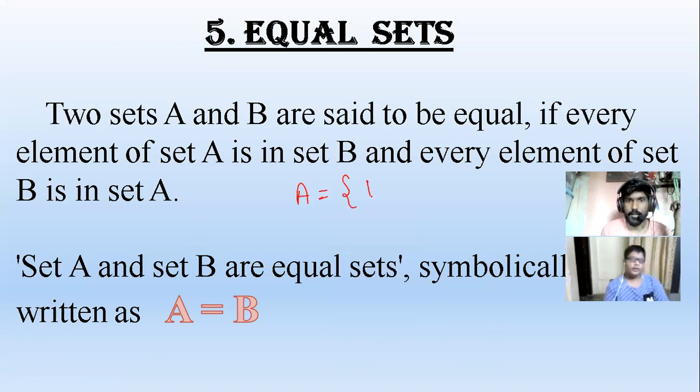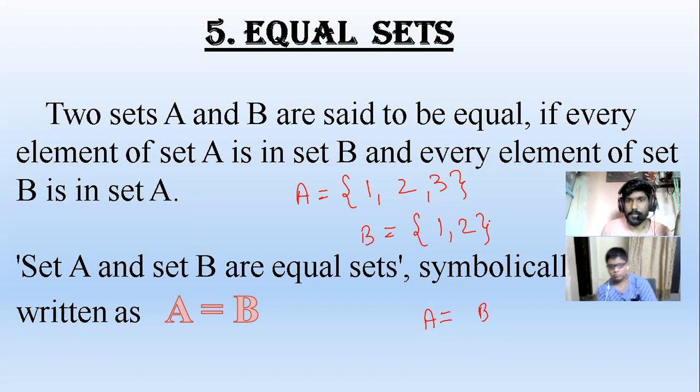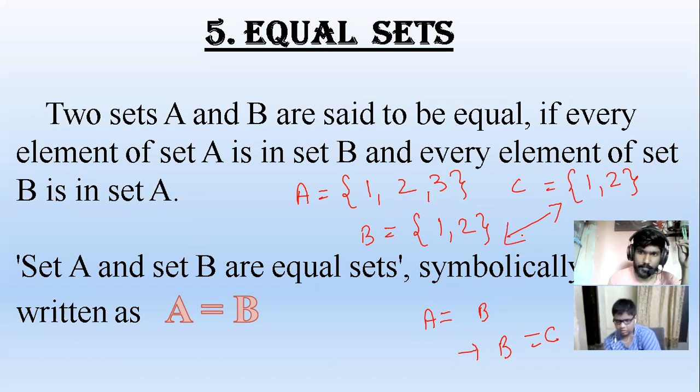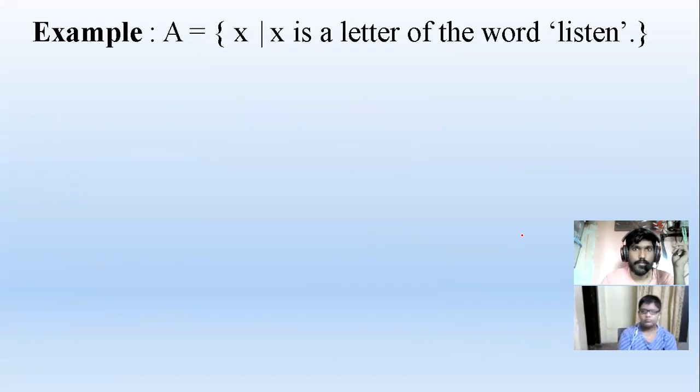Let's say, for example, set A has 1, 2, and 3, and set B is 1 and 2. Can I say A is equal to B? No, sir. No, you cannot, because one element is missing. And look at C. C is 1, 2. Can you say B equal to C? Yes, sir. Why? Because elements in B and elements in C are exactly the same. So that is why they are said to be equal sets. Okay. Can you read this?